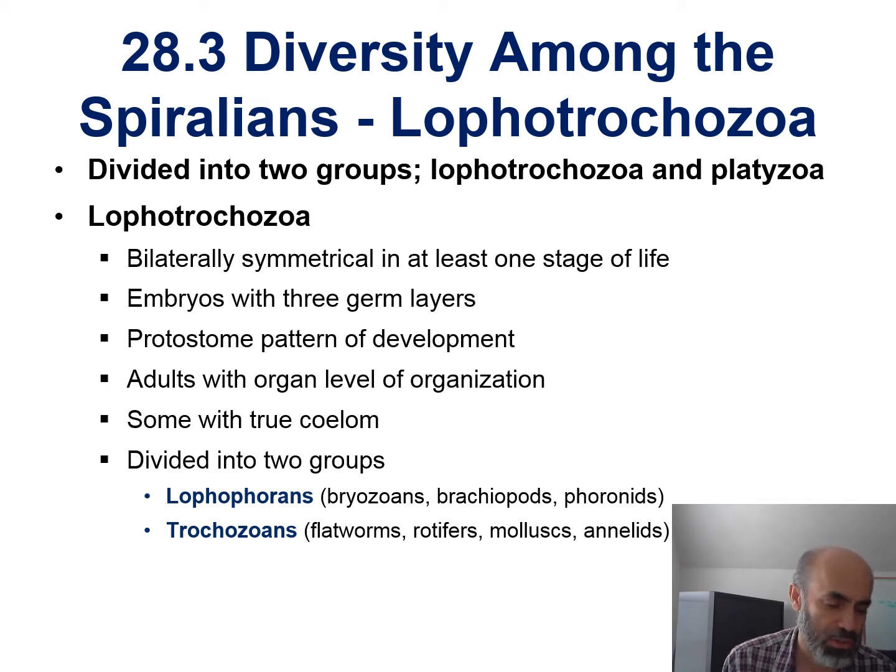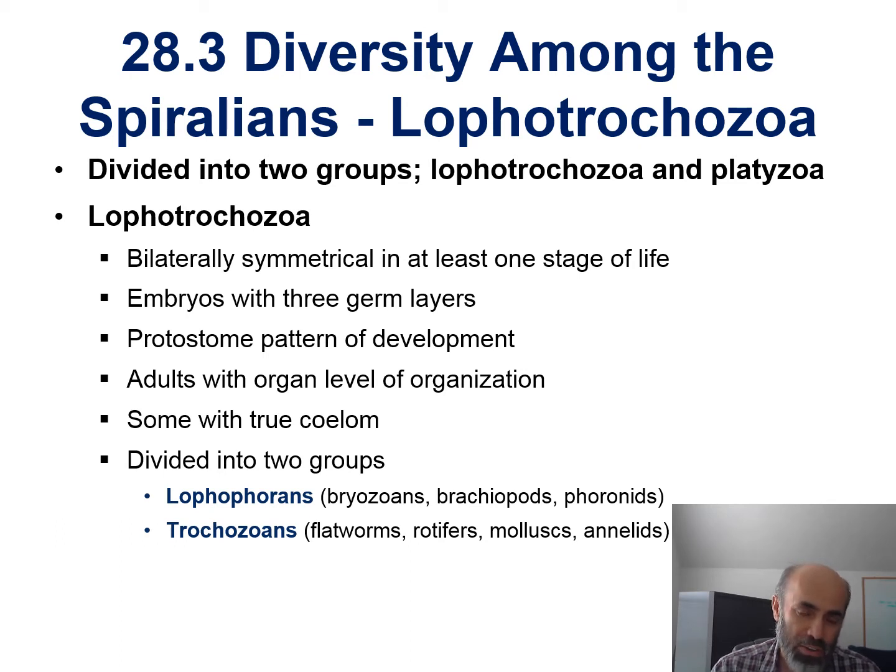Their classification is still being worked on, which is the case in some of the very small protists and other types of organisms as well. Spiralians, which are also called Lophotrochozoans, are divided into two main groups: Lophotrochozoa and Platyzoa. Within Lophotrochozoans, there are two other subgroups, called Lophophorans and Trochozoans.